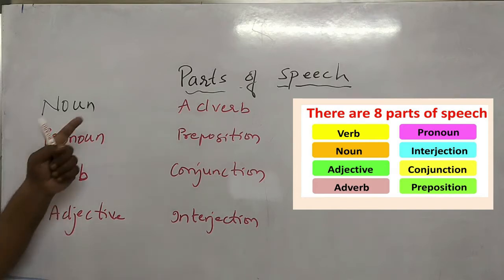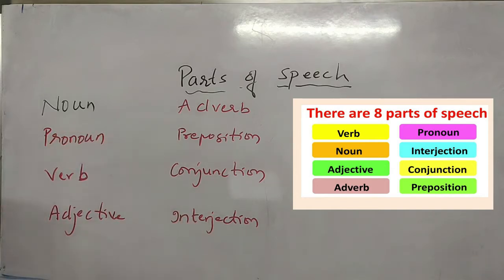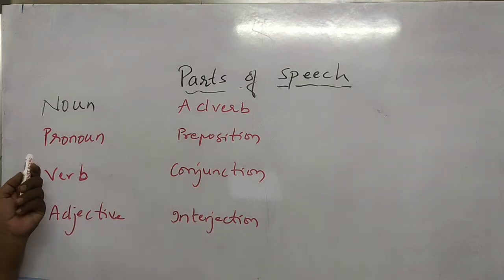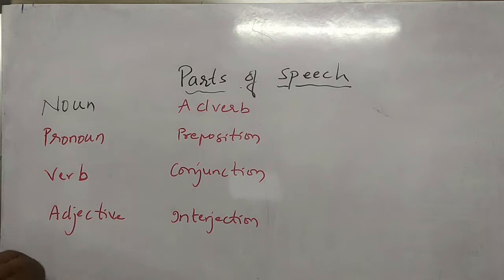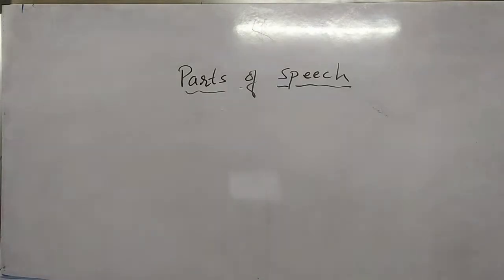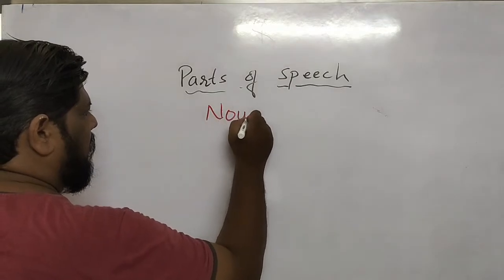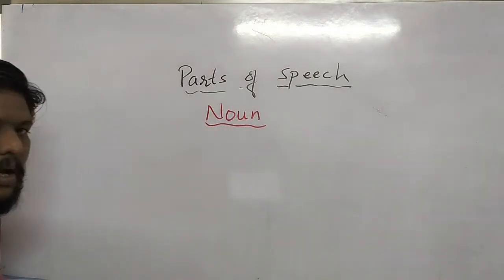Okay, so these are the 8 parts of speech, and whenever you use a sentence, one of the words will definitely be one of these parts of speech. Now, how parts of speech are helpful to us and how to identify them, that's what we are going to discuss now. First, we will take the noun.